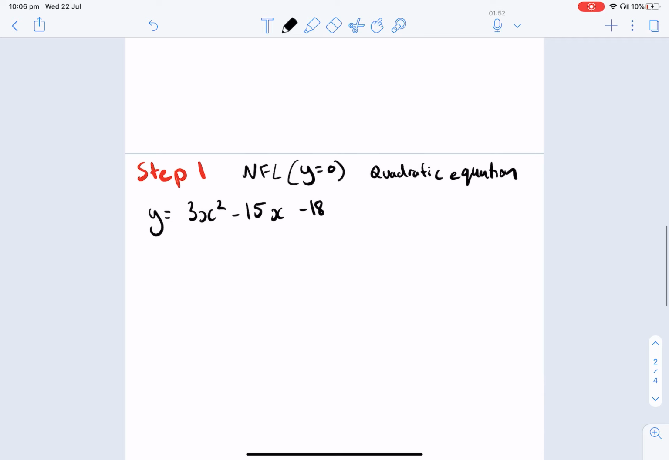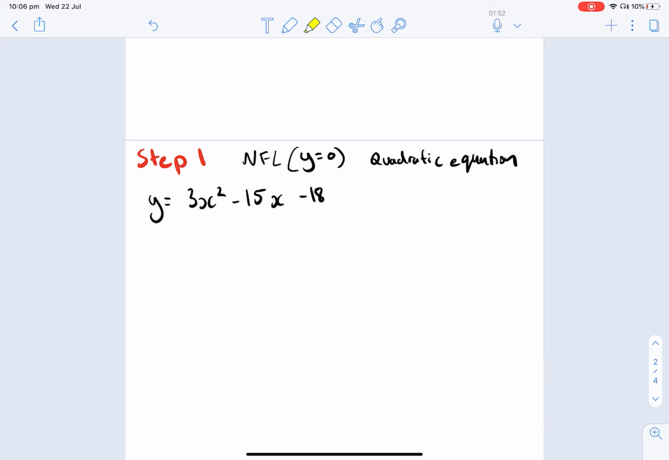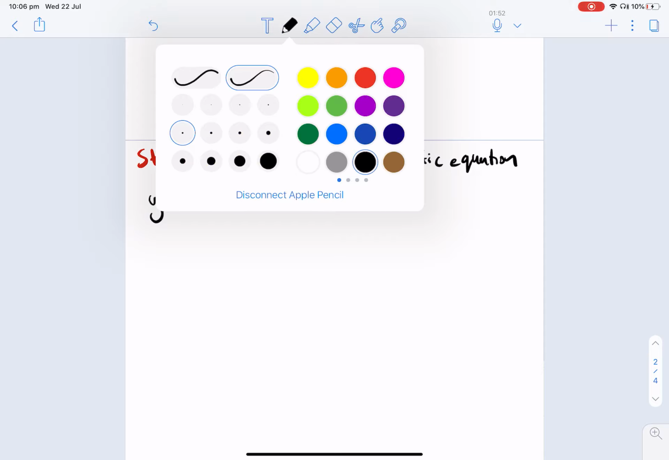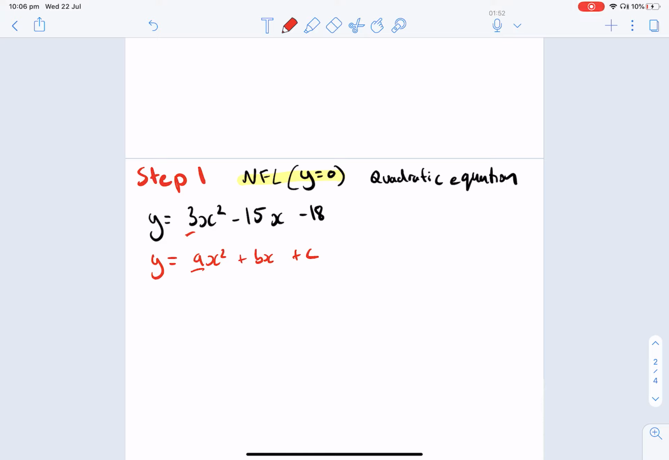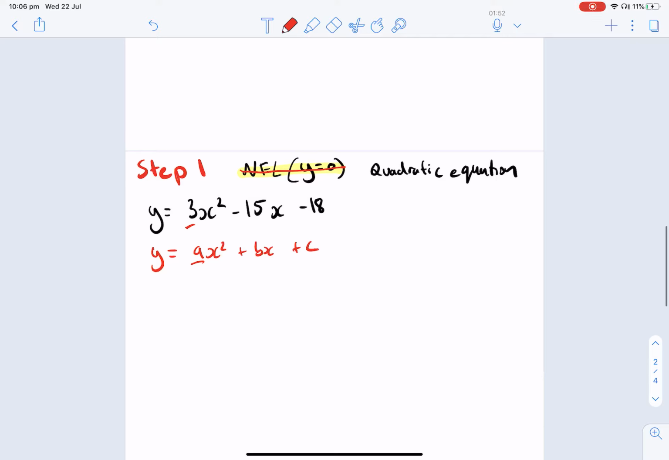In our first example in step 1, we used the null factor law. But this time around, we've got a little bit of a difficult quadratic equation. Our a value here has a 3 in front of it. It's a little bit messy when we try and use the salt and pepper factorization. So we are going to go with the quadratic equation method.